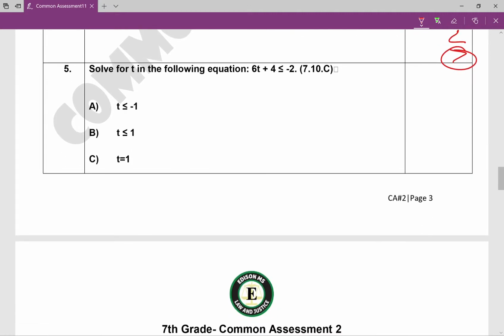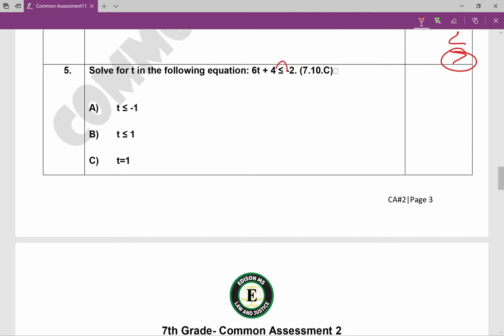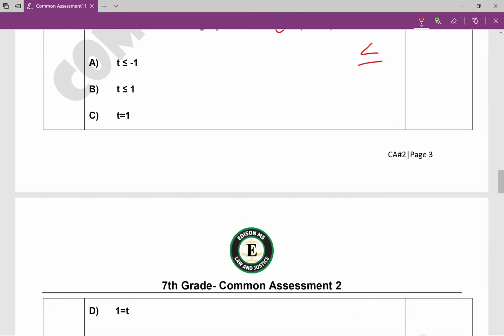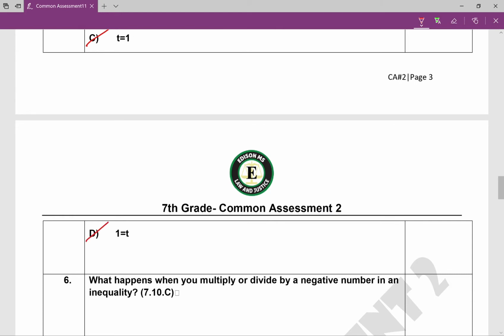Now, we have another inequality. We just have to solve it or substitute the values in. Now, look at this. We have this sign. It's less than or equal, right? C is not an inequality sign. That's just an equal sign. So it could have been C. And D is actually the same thing as that because they just flipped it. So C and D are not options.